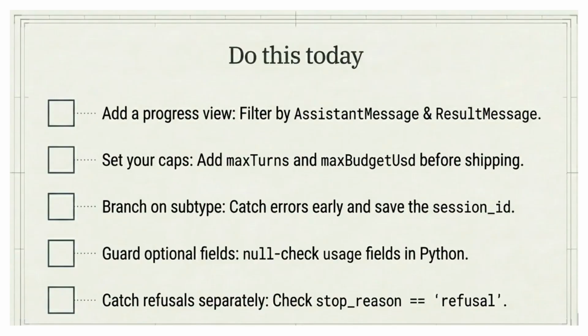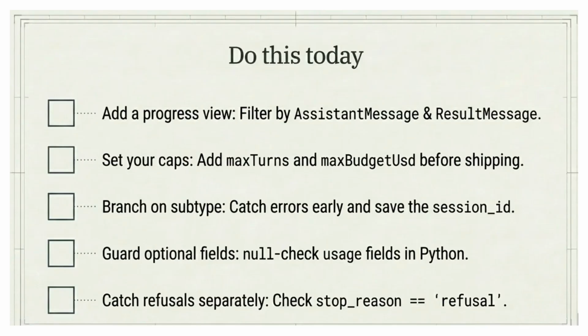Set both caps before anything ships. Add max turns and max budget USD to your options. Turn caps and budget caps guard against different failure modes, so use both, and never let a production agent run uncapped. Branch on the result subtype.